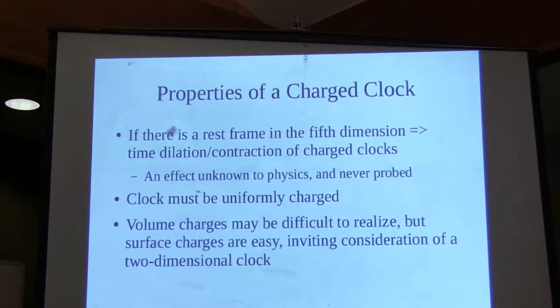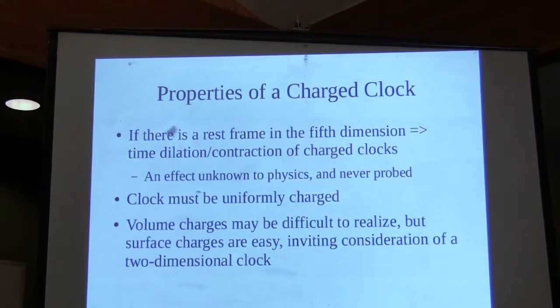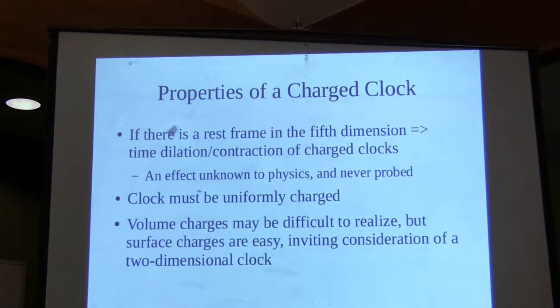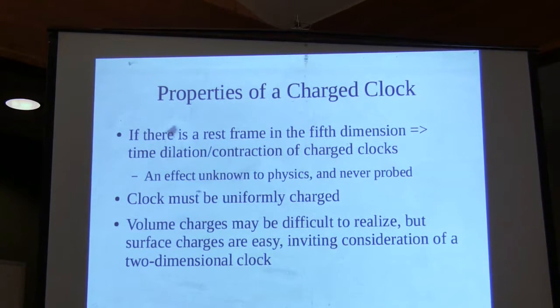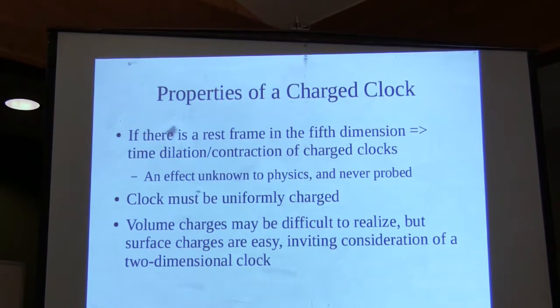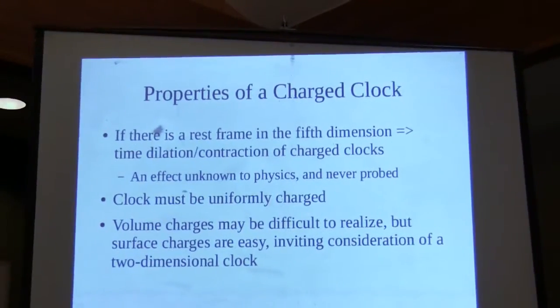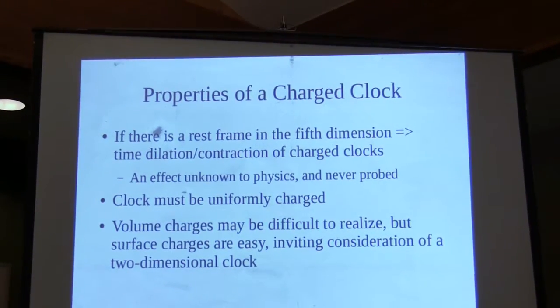Since you're using epsilon zero, couldn't you shift the epsilon... never mind. For now. Okay, that's fine.